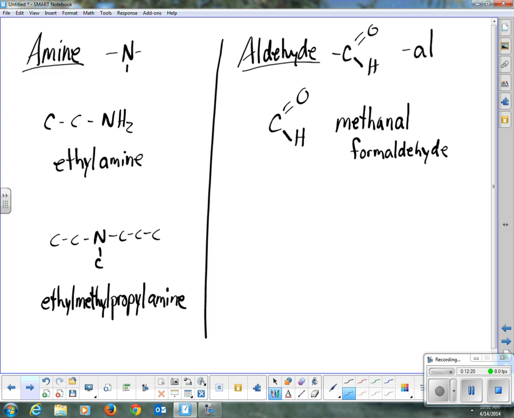Okay, so if you go a little bit farther, we could have one with 5 carbons, so it would be pentanal. On these ones, you do not have to put numbers because it's always on the end. You could have a dial, having it on both ends, but that's all.